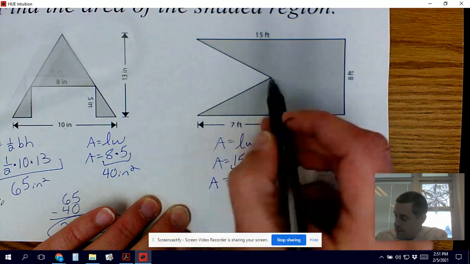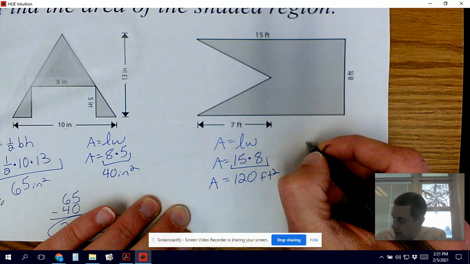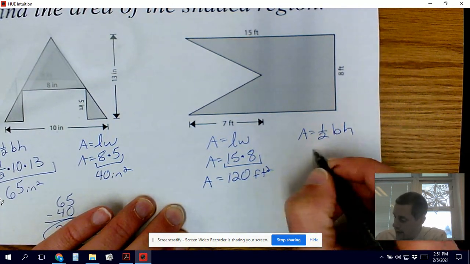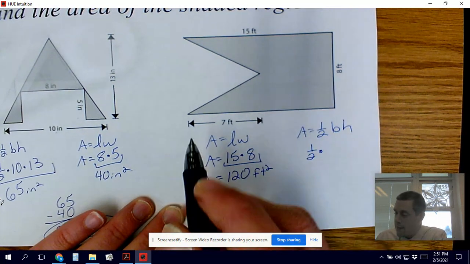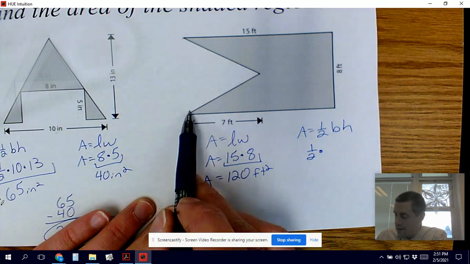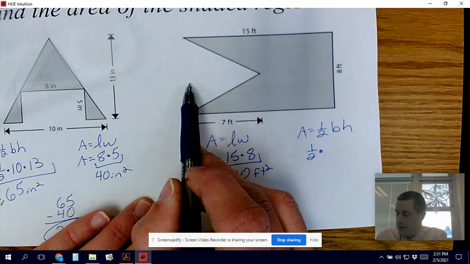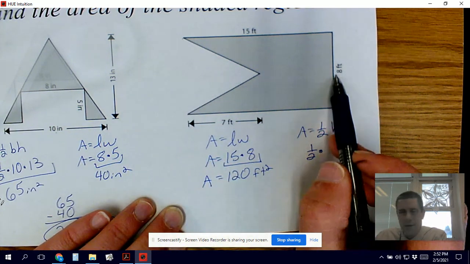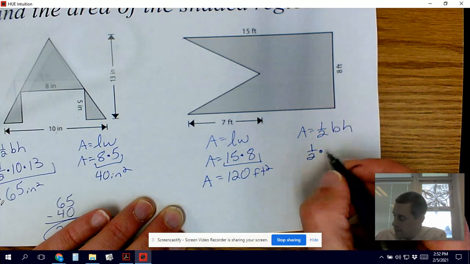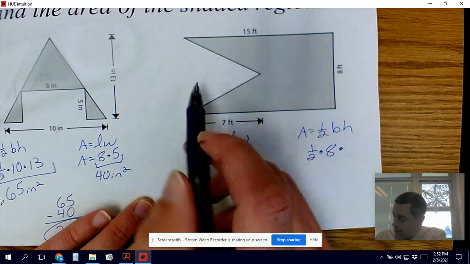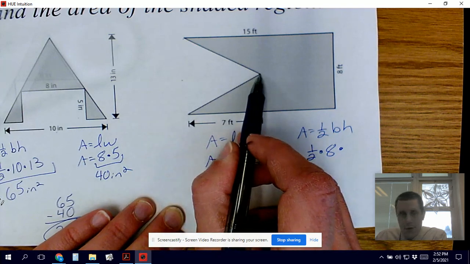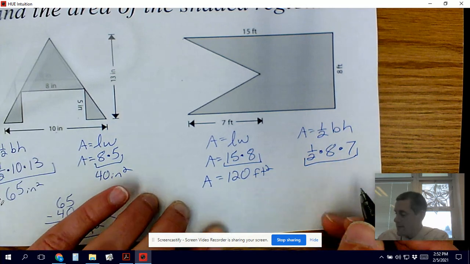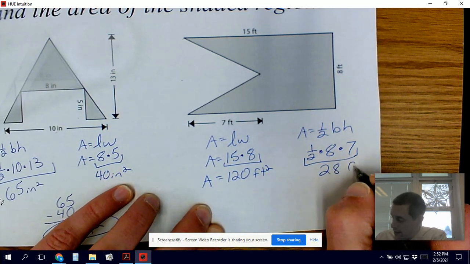And now I want to find this missing piece. It is a triangle, so formula for a triangle, area equals 1/2 base times height. 1/2 times the base of this triangle would be this missing side here. And because it is also a side of the rectangle, I can gain that measure by looking at the opposite side of that rectangle. So the base is 8, and then the height, how tall is the triangle from the base to the opposite vertex? That measures right here, 7 feet. So 1/2 times 8 times 7 should give us 28 square feet.